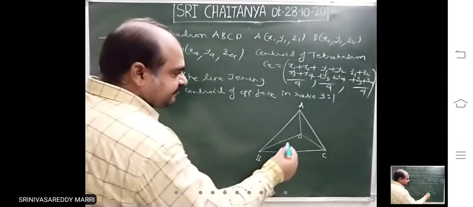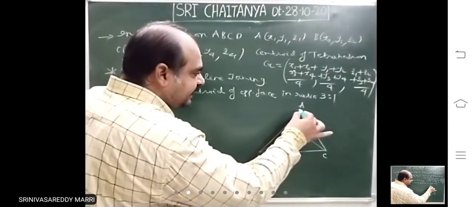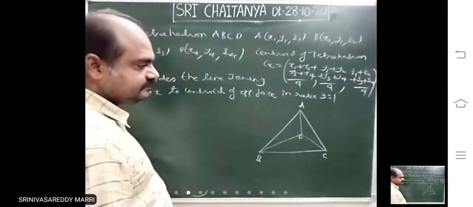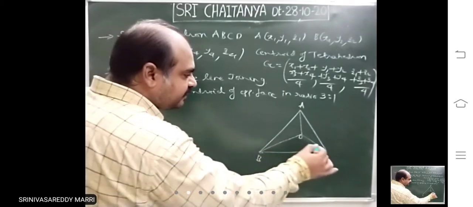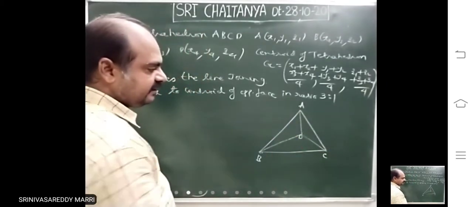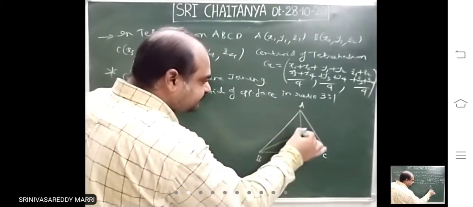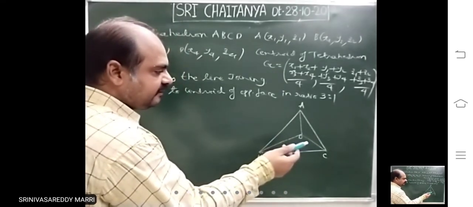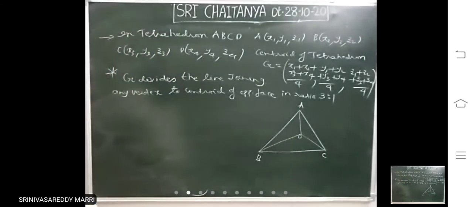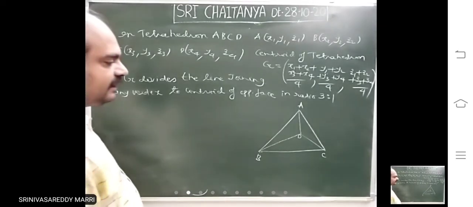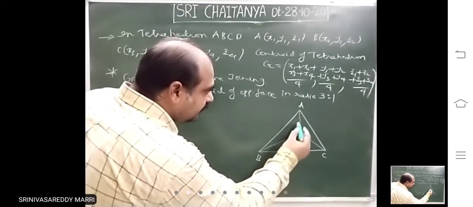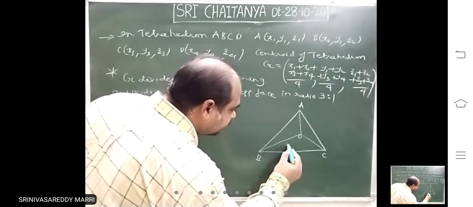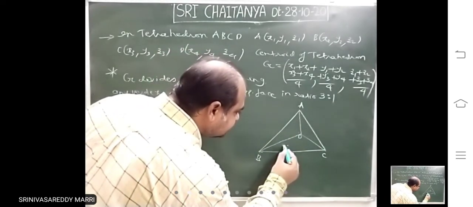What is that? So look, A vertex is there. For A vertex the opposite face is what? BCD. Right? For B vertex the opposite face is what? CAD. For C vertex the opposite face is what? BAD. For D vertex, D will be above your paper now. For D vertex the opposite face is what? ABC. Right?